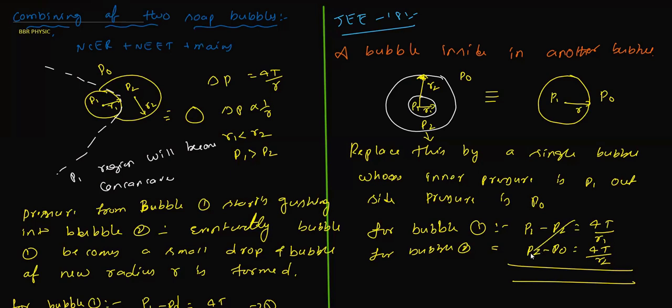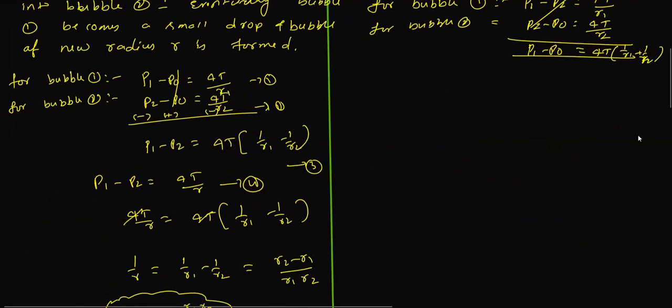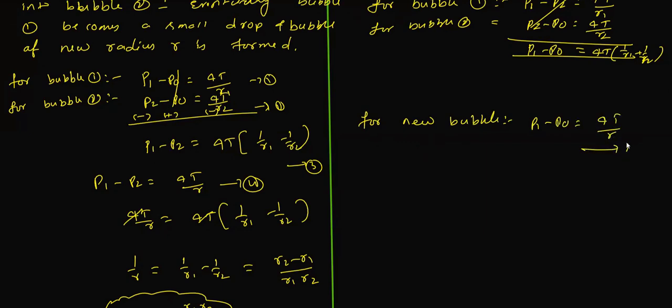Minus P2 plus P2 will get cancelled. P1 minus P2 plus P2 minus P0 gives P1 minus P0, which equals 4T times (1 by R1 plus 1 by R2). Now write the equation for the new bubble. For the new bubble, outside is P0, so P1 minus P0 equals 4T by R. Let me call this equation 1 and that equation 2.